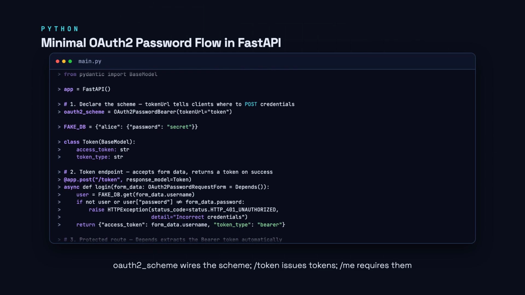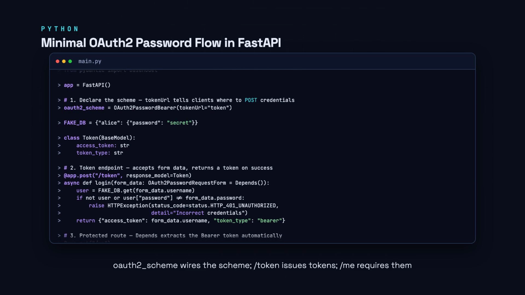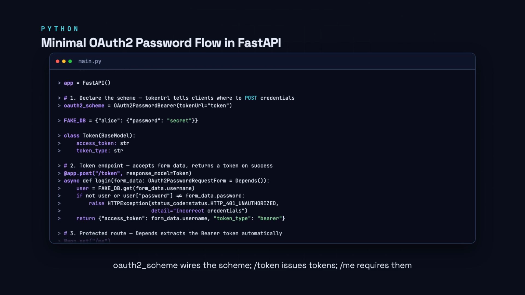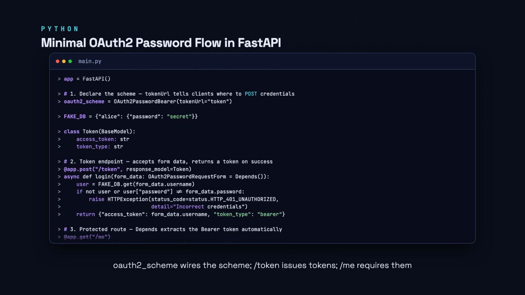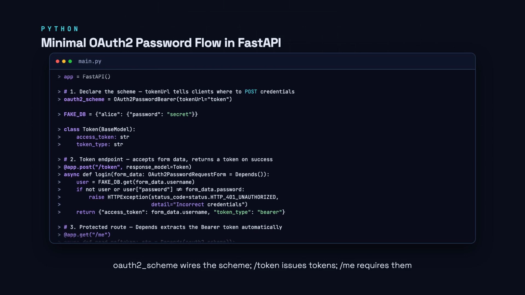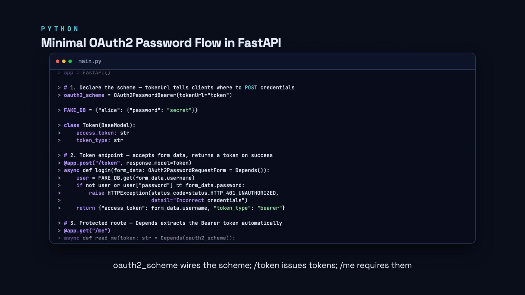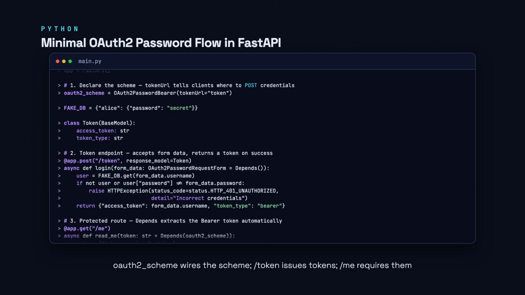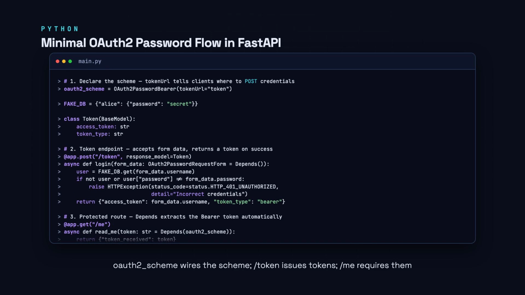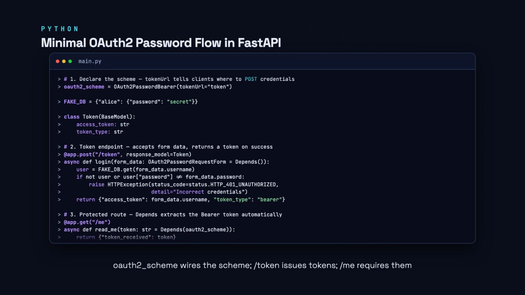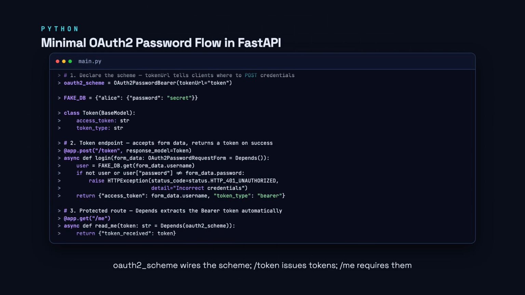The /token route takes an OAuth2PasswordRequestForm via Depends, which makes FastAPI parse the incoming form body for username and password fields. We check the credentials against our fake database and return a Token Pydantic model. Finally, the /me route declares token as a string with Depends of oauth2_scheme. FastAPI reads the authorization header, strips the bearer prefix, and hands us the raw token string. No manual header parsing anywhere.